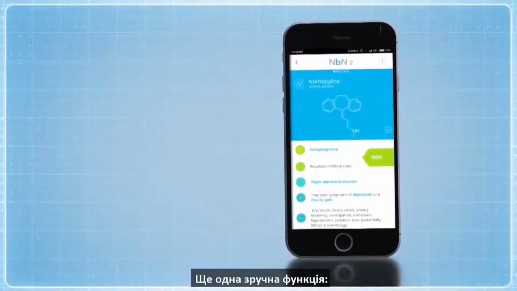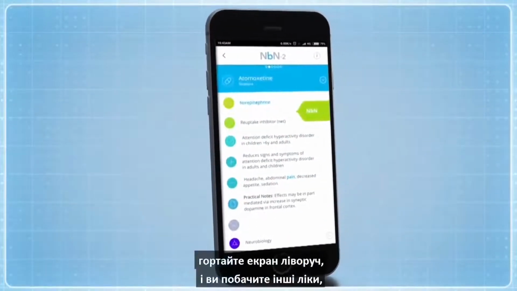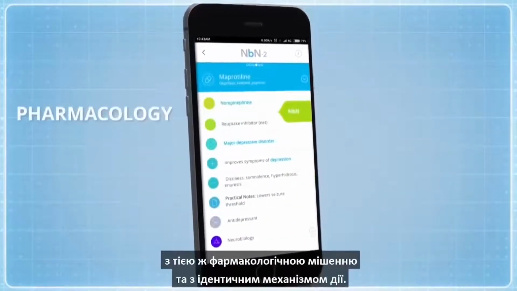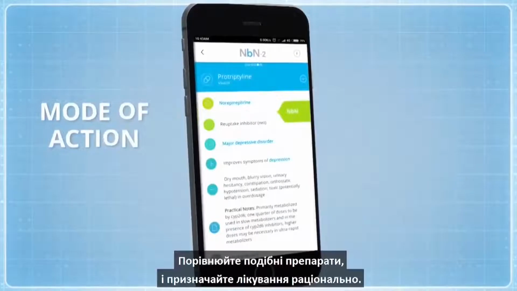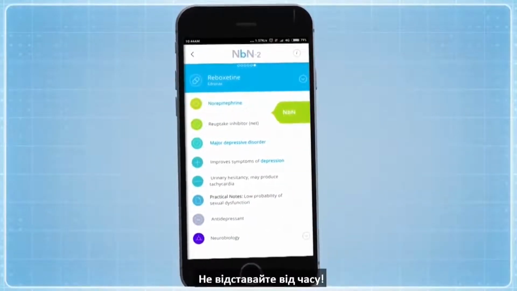Another cool feature is swipe for similar drugs. By swiping left, you can see other drugs which are identical in their pharmacology and mode of action. Comparing between similar drugs might help you with rational prescribing.